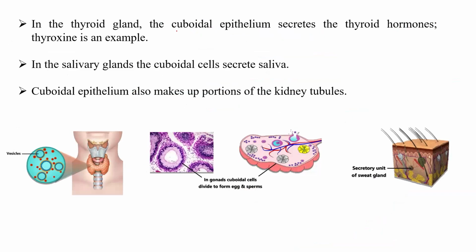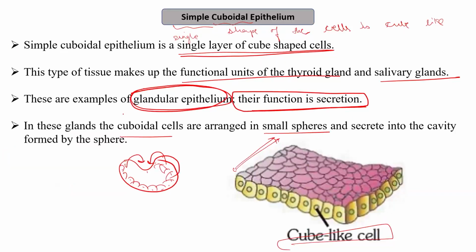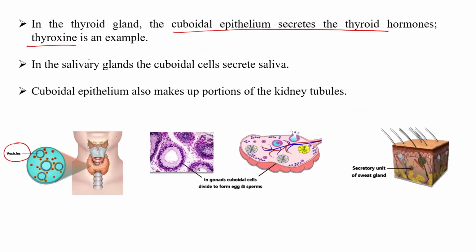So in the thyroid gland, the cuboidal epithelium secretes the thyroid hormone, thyroxine, for example. So it is present in the vesicles. You can see that in the thyroid gland, simple cuboidal epithelium is present. Similarly, in the salivary glands, it secretes the saliva. In the sweat glands, for example, it is the secretory unit of the sweat glands.